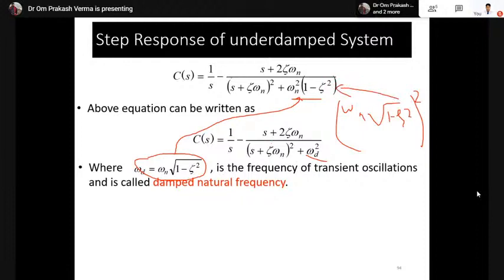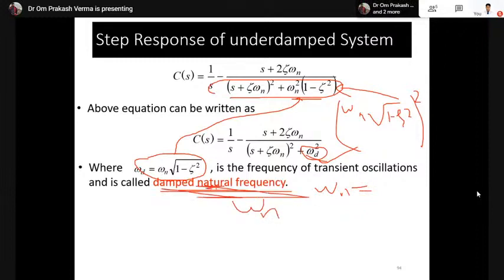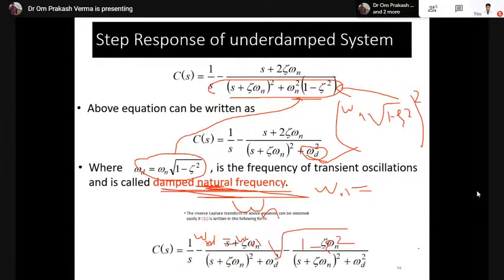So now the equation becomes 1 upon s, plus 2 zeta omega n in the numerator, and in the denominator s plus zeta omega n whole square plus omega d square, right? Omega n is known as the undamped natural frequency. However, omega d is known as the damped natural frequency, denoted by omega n into root under 1 minus zeta square. It is very, very important.